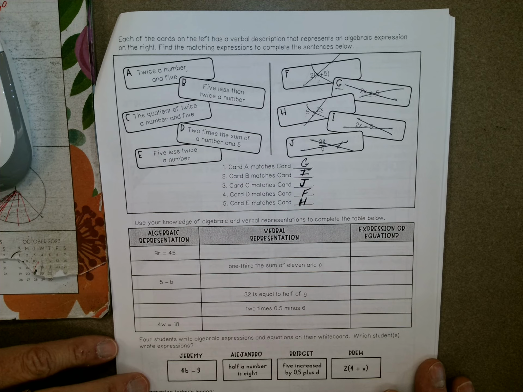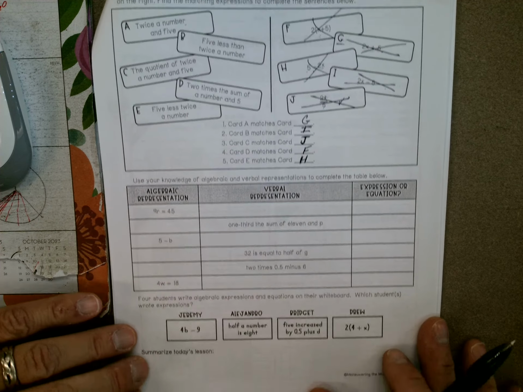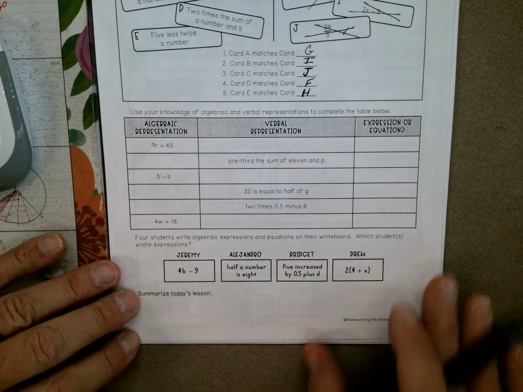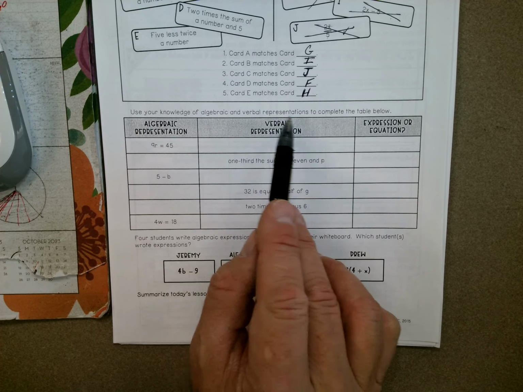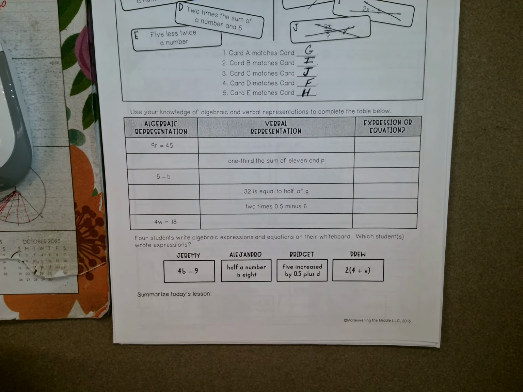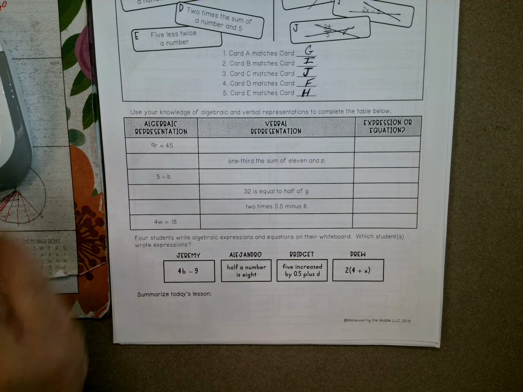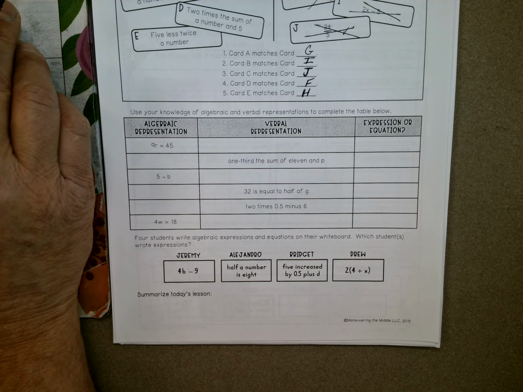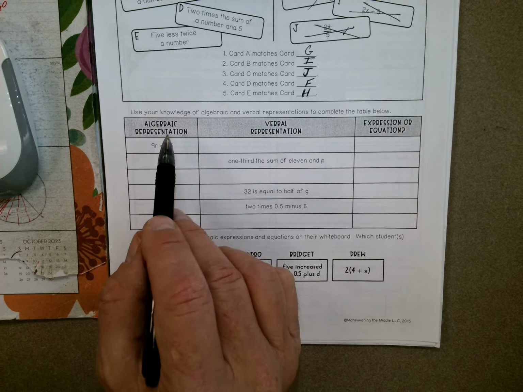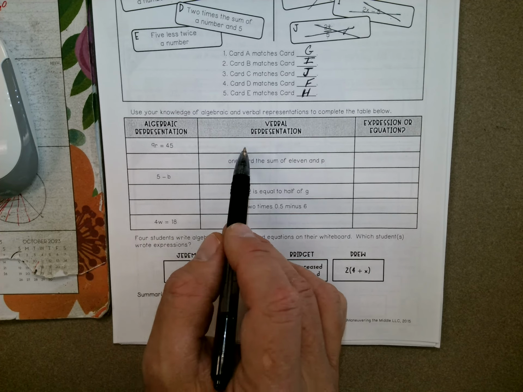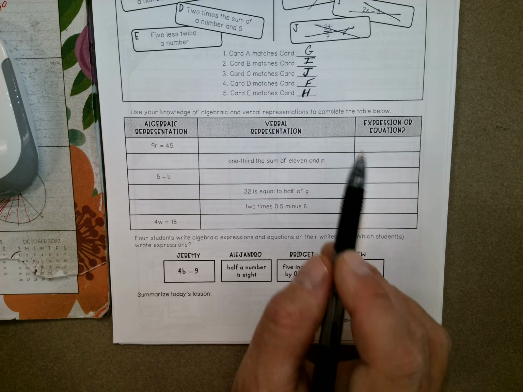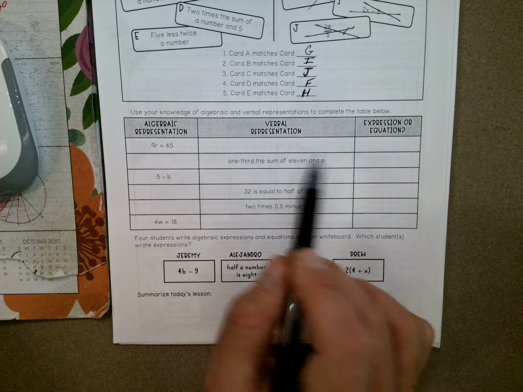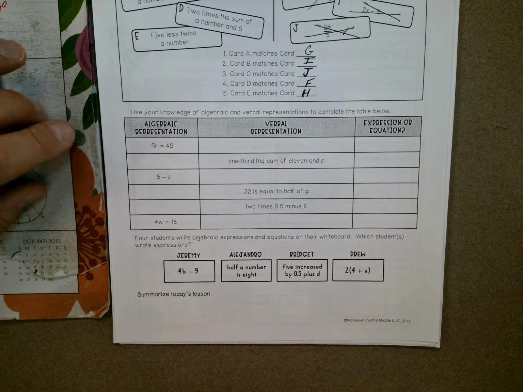All right. So let's continue on here, down to the bottom piece. It says, use your knowledge of algebraic and verbal representations to complete the table below. What we're going to do sometimes is take the algebra, write the expression, and then tell you if it's an equation or if it's an expression. Let's get into this thing.